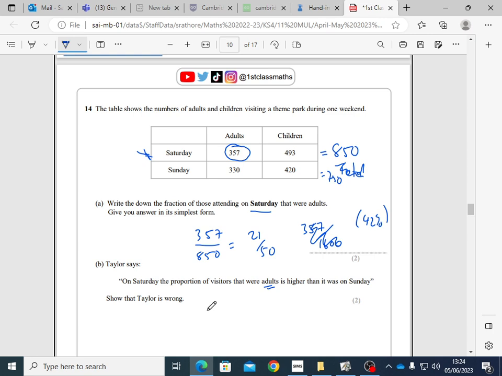That's the total. So let's say adults 330 over 750. Let's just simplify that. So we got here, this is 44%, and this is Sunday. On Saturday, it was 42%. On Saturday, the proportion of visitors were higher. It's wrong. So Taylor is wrong. You okay with that? Because on Sunday they had a higher proportion of adults.